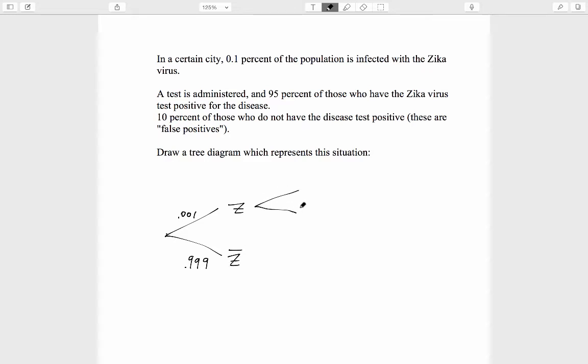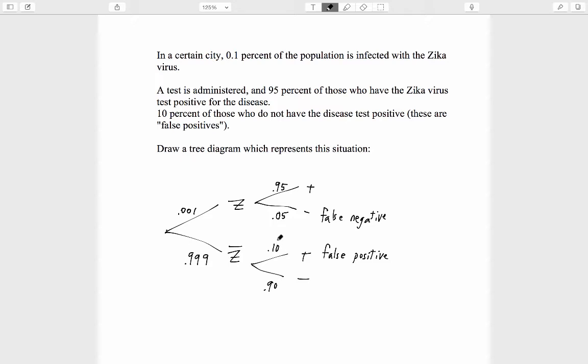At the second branching, a person can test either positive or negative. If someone has the Zika virus, the test has a 95% chance of detecting it. A 95% chance of reporting a positive result. That leaves only a 5% chance of giving a false negative. This negative would be a false negative. This is someone who has the disease and nonetheless tests negative. This is very bad news. For those who don't have the disease, there is a 10% chance of testing positive, that's a false positive, and therefore a 90% chance of a true negative.